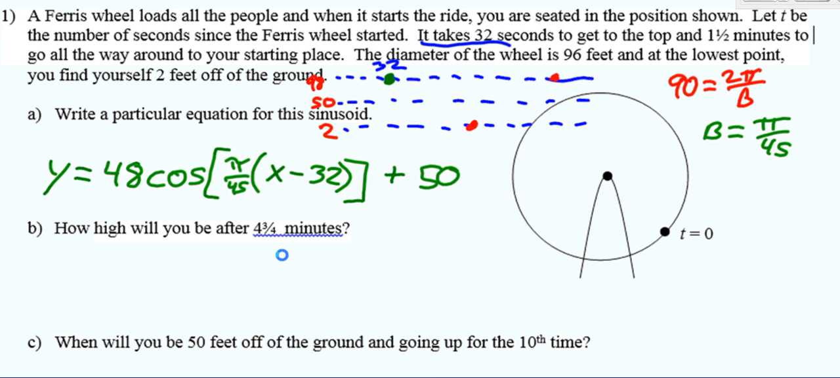So how high will you be after 4 and 3/4 minutes? Since we graphed it in seconds, we need to figure out how many seconds that is. So 4 minutes times 60 seconds, 240 seconds. And then 3/4 of a minute is 45 seconds. So altogether that's 285.